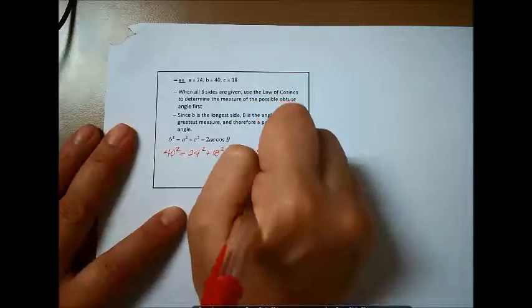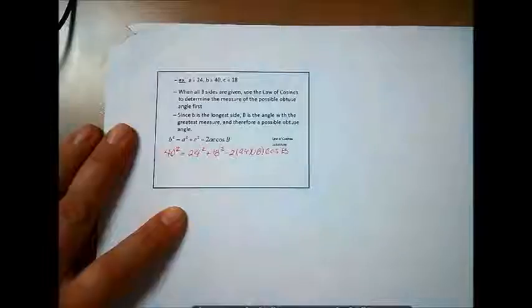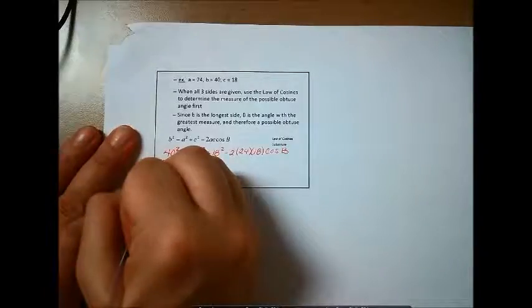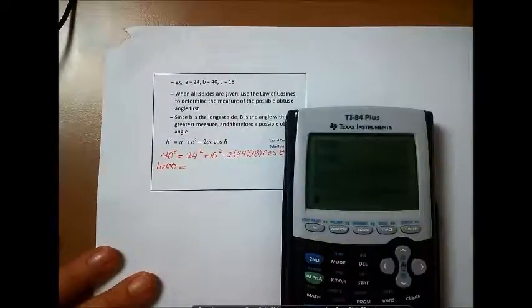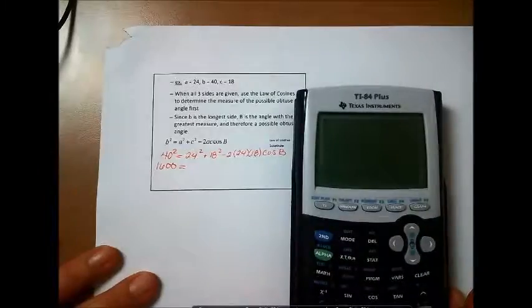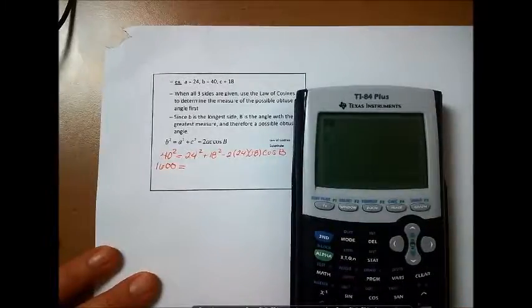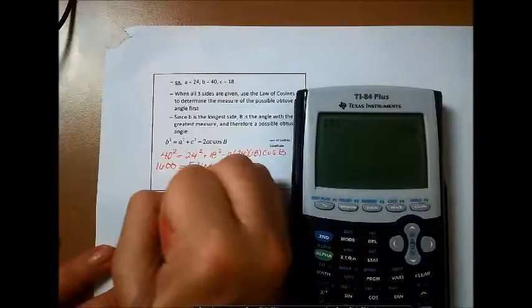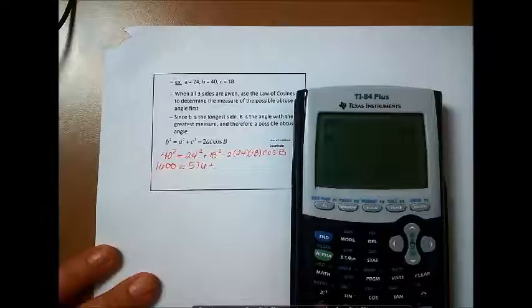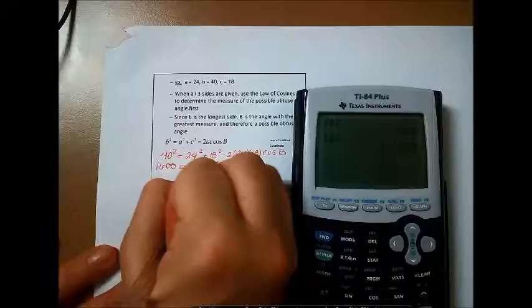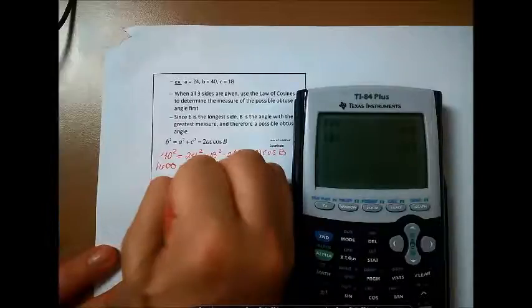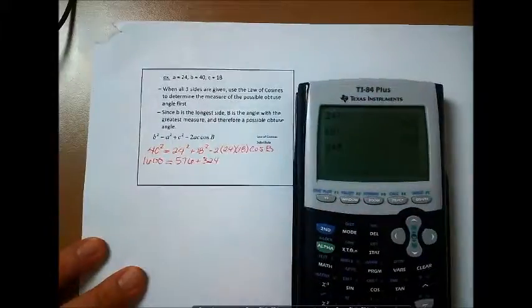So then we're going to multiply these out, 1600, because that one I know. And you'd think after doing this problem all day yesterday, I would know 24 squared and 18 squared, but I don't. So 24 squared is 576. Good thing I've got a calculator. 18 squared is 324. And then we're going to do 2 times 24 times 18, which is 864.